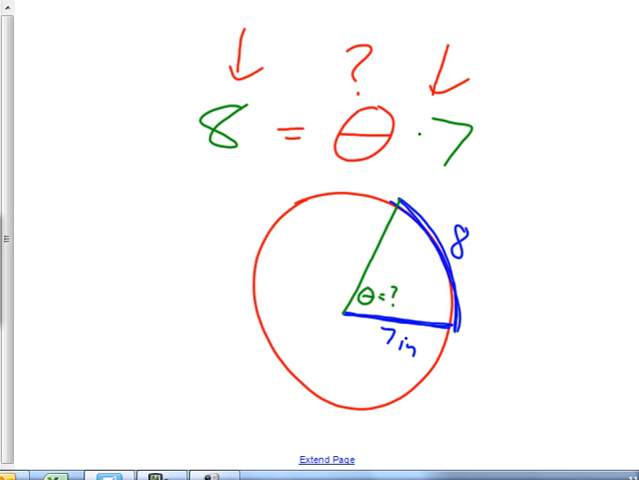All right. And you get, again, that radians aren't going to have any units because this is 8 inches and this is 7 inches. And when I divide 8 inches by 7 inches, the units cancel and there's no radians. There's no units. So radians don't have units, which is a little weird thing to get your head around.